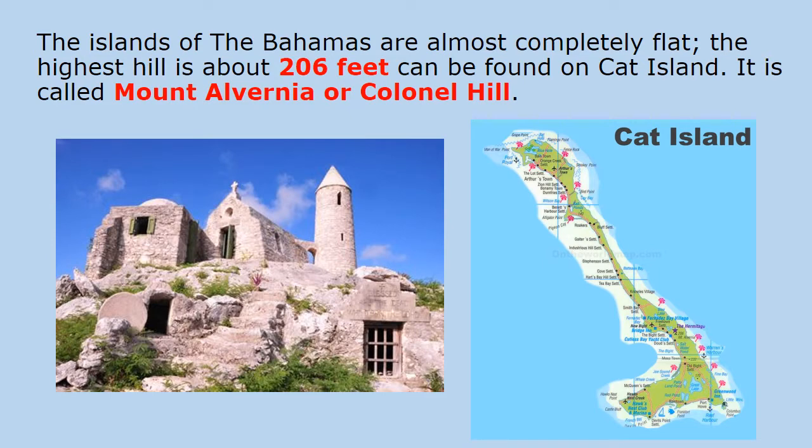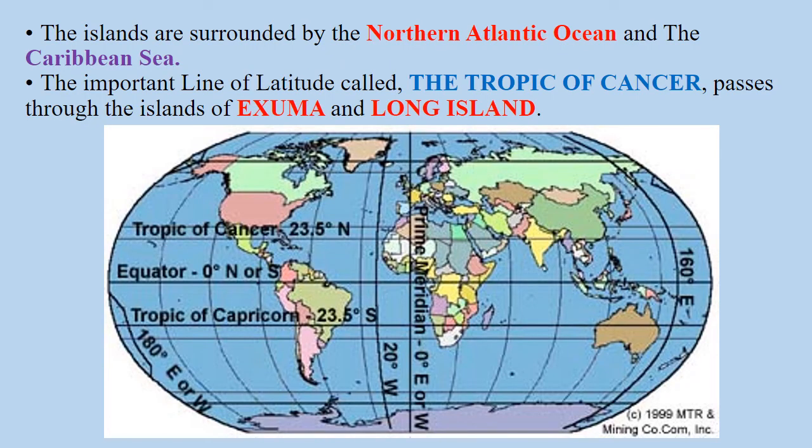The islands of the Bahamas are almost completely flat. The highest point is about 206 feet, and it can be found on Cat Island. It is called Mount Alvernia, or some people call it Como Hill. The islands are surrounded by the North Atlantic Ocean and the Caribbean Sea.